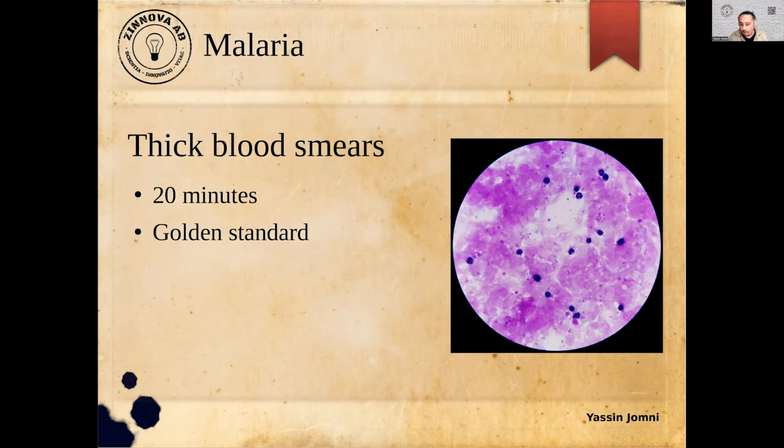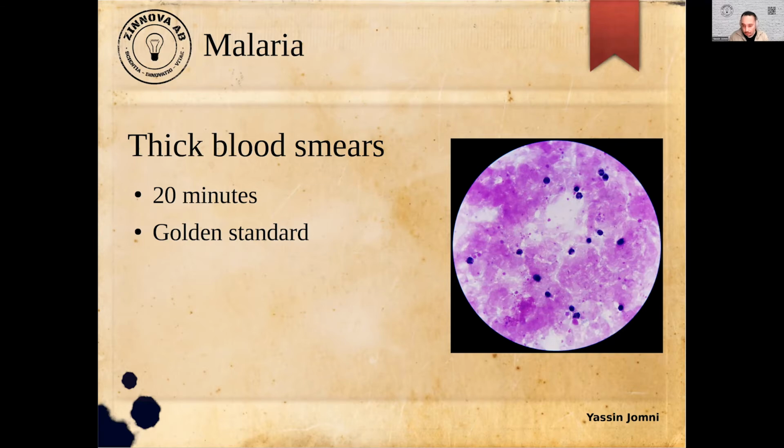So the next one is thick blood smears. It takes 20 minutes for trained personnel to make a diagnosis, but it's the golden standard according to WHO, and most of the hospitals use this.